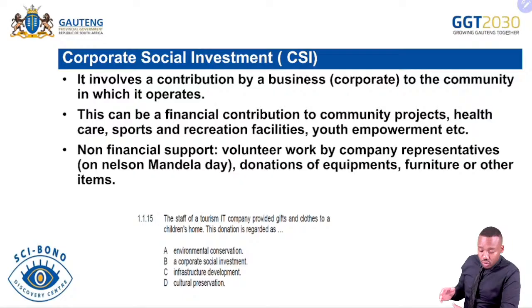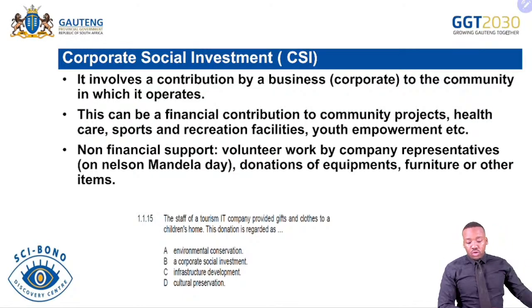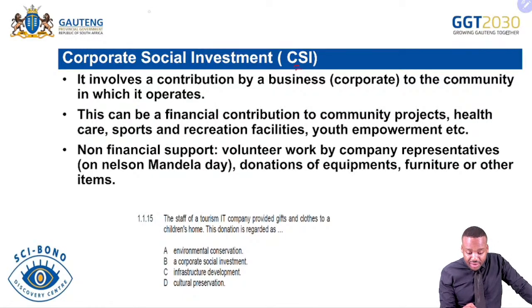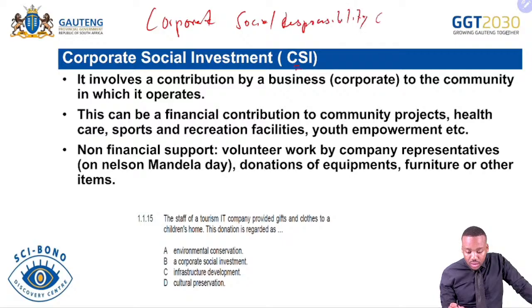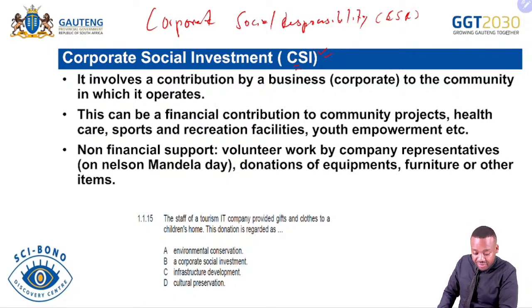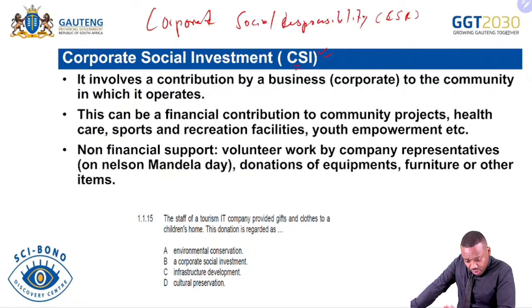The last thing that I'm going to do now, before the few activities, is talk about corporate social investment, or CSI. In business studies, I said they've got corporate social responsibility, CSR. In tourism, we have this one: corporate social investment. Obviously, corporate comes from business, the private sector. What are we talking about when we talk about corporate social investment, or CSI?